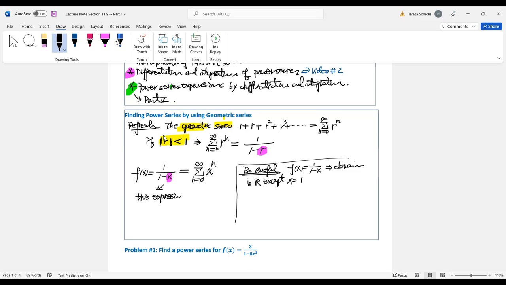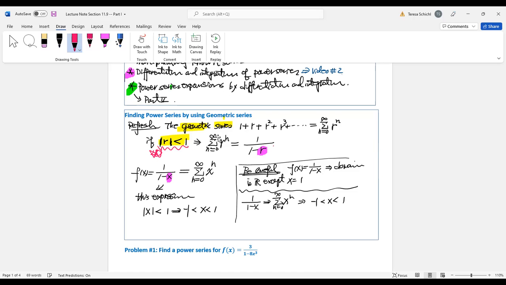But for this expression, if I try to write it as a power series, it's only going to work for what? The absolute value of x is less than 1, because x is my r. That means x is from -1 to 1. So this is what we need to be careful about. If you want to write 1 over 1 minus x as a power series, the x value has to be between -1 and 1 because I use the geometric series here. This is the key thing: the absolute value of r has to be less than 1. So be careful.